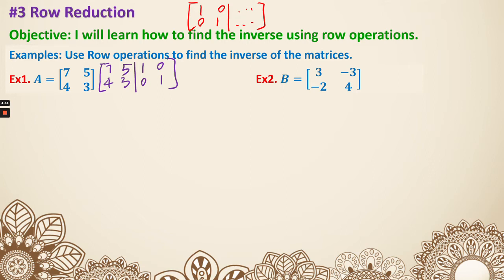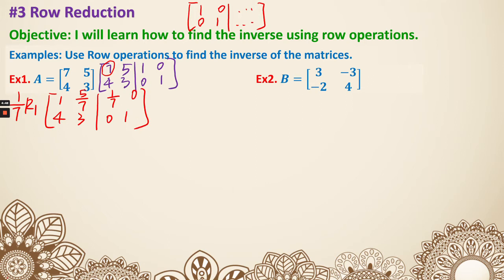So here, our first thing we need to do is to make this 7 into a 1. Whenever we need to make any number in the matrix into a 1, the best way is to multiply by its reciprocal. In this case, I'm going to multiply my first row by 1/7. That's going to change my first row. 7 times 1/7 is a 1. 5 times 1/7 is 5 over 7. 1 times 1/7 is 1/7. And 0 times 1/7 is a 0. My second row will stay the same.